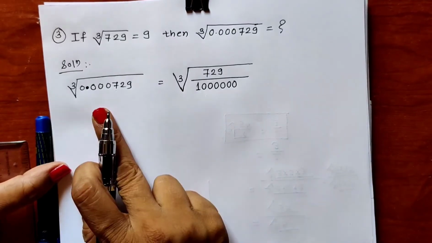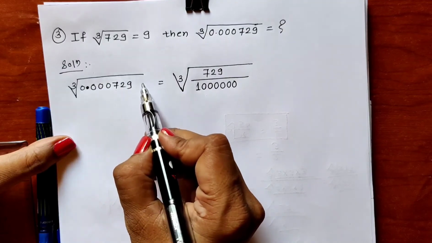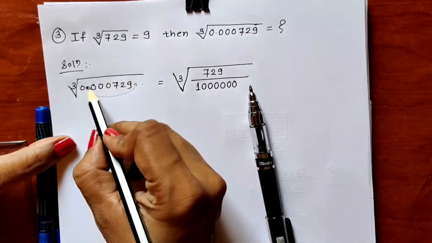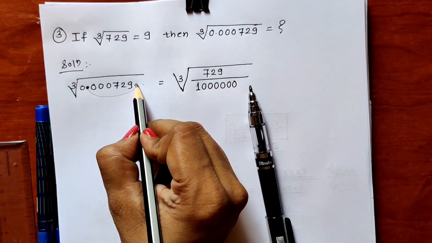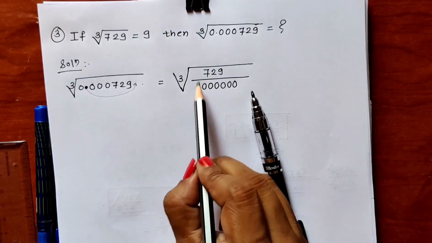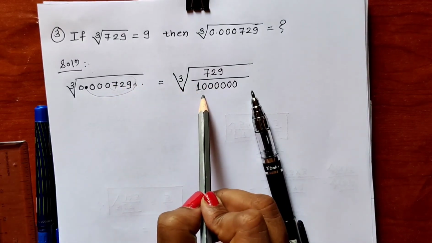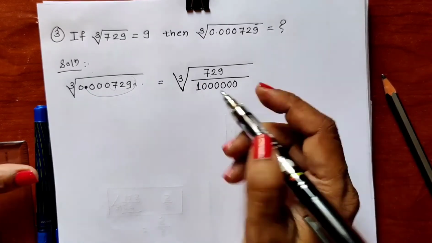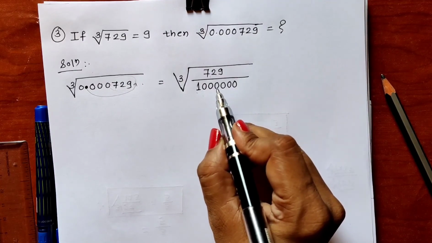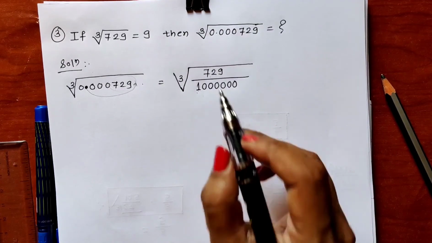6 digits are there, so that means 6 zeros we have to put. In this way we can remove the decimal point. We have to transfer this decimal point 6 digits on the right hand side. That means we have to write 6 zeros after 1 in the denominator. So this 729 is written in the numerator, and in the denominator we have put these 6 zeros after 1. So you get 10, 100, 1000, 10,000, lakh, 10 lakh. It is 10 lakh. 729 upon 10 lakh.